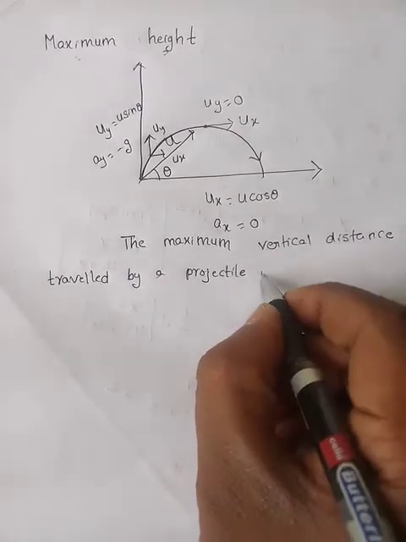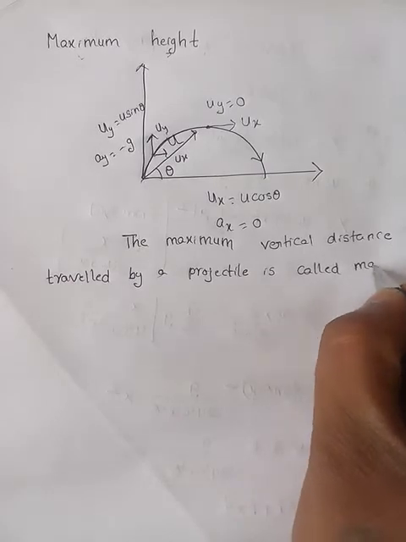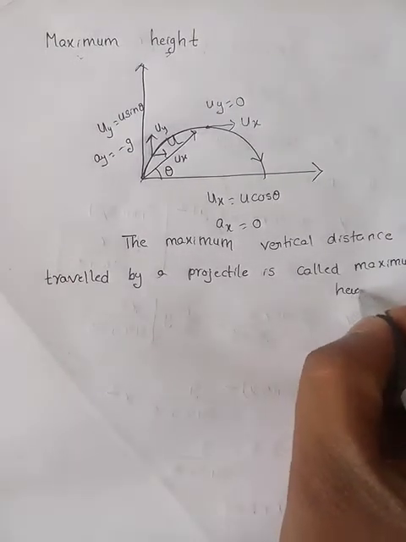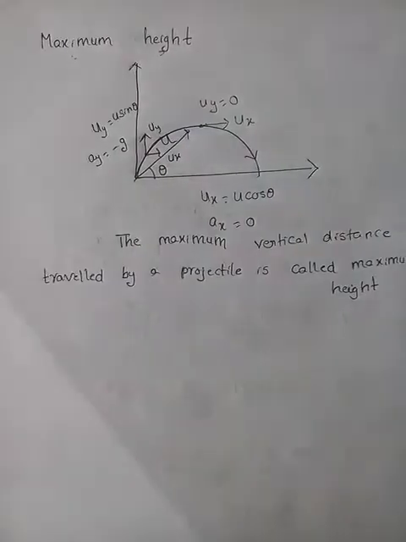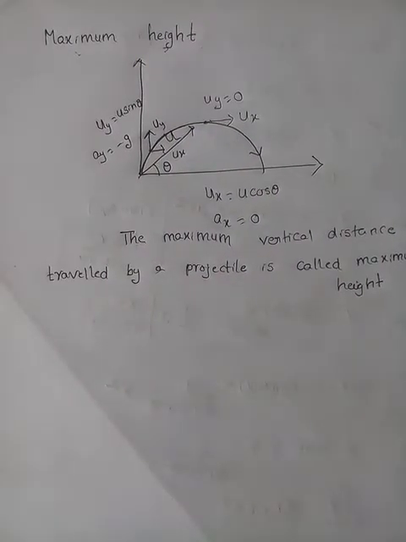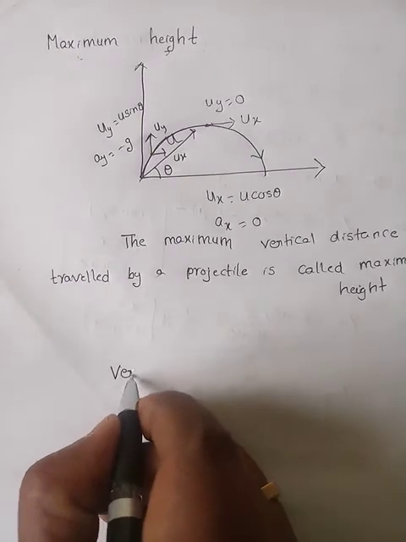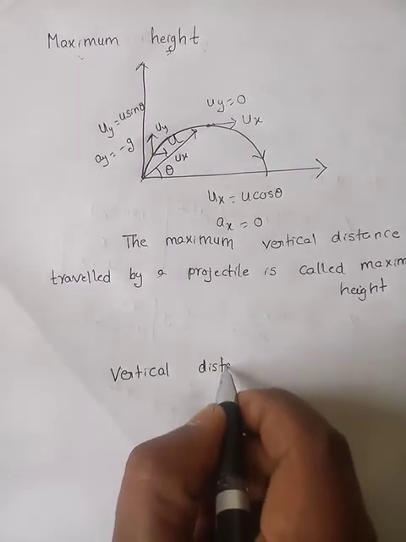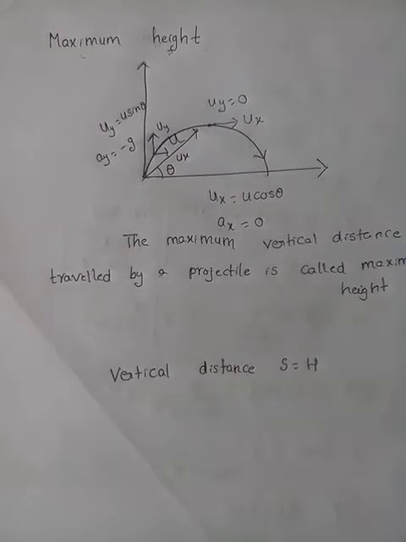The maximum vertical distance travelled by a projectile is called what? Maximum height. Is it right? So I want to calculate the expression for maximum height. We should consider which motion? Vertical motion. So here the vertical distance it is travelling, s is equal to h.